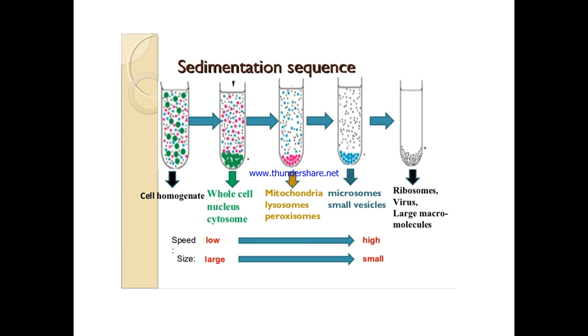precipitated. After the precipitate is removed, it is centrifuged again, and this time microsomes and small vesicles are precipitated. The precipitate is removed and it is centrifuged again. At that time, the ribosomes, viruses, and large molecules are precipitated. So we can say that after each round of centrifugation, the speed is increased and the size of the particles is decreased. So speed goes from low to high, and the size of the particles from large to small.